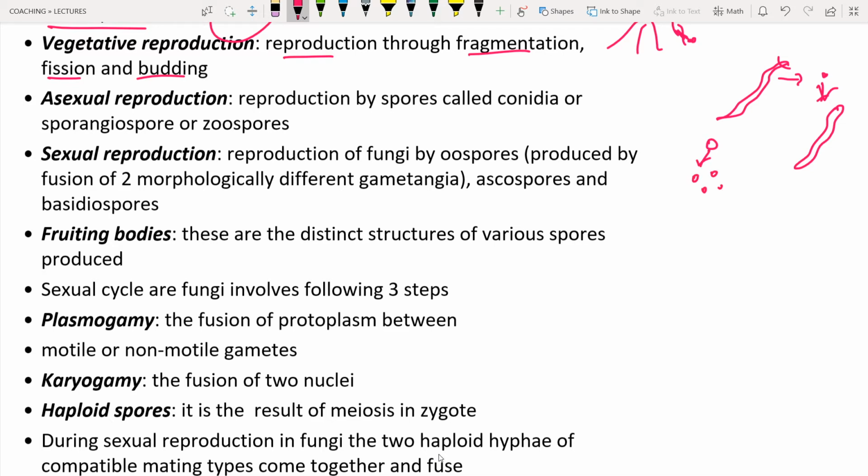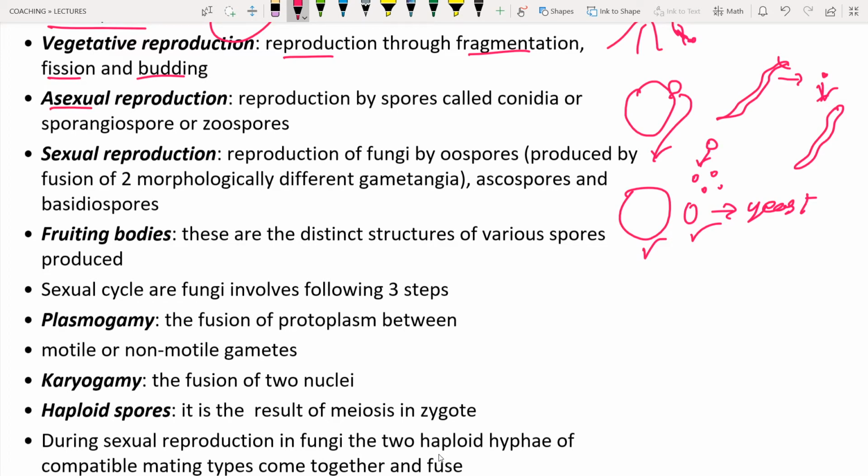Next, budding means the organism has small outgrowths on its body surface and after some time they get separated. Okay, this is separate and this organism is separate, both are separate. Such a process is known as budding. Example, yeast. You can take the example of yeast in case of budding. Okay, this is about vegetative reproduction.